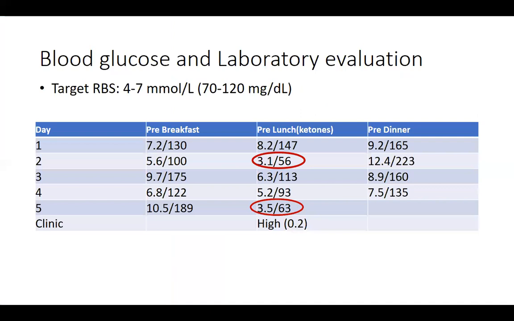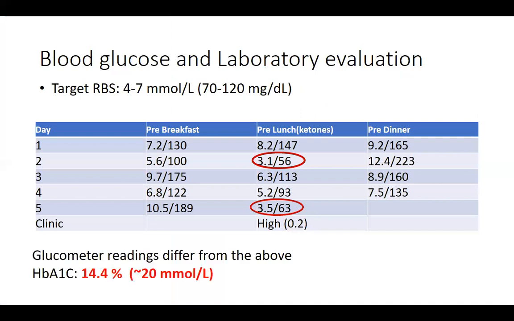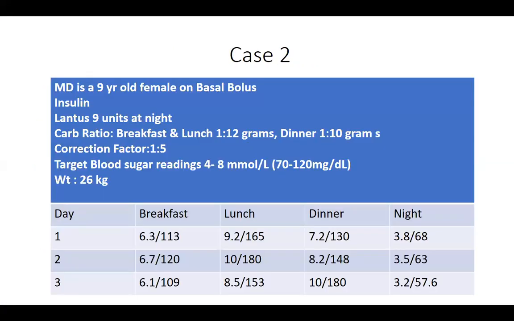So let's talk about case number two. MD is a nine-year-old girl. She's on a basal bolus. She's on insulin, Lantus. She's doing carb counting. She knows how to correct her sugar when it is high. She even knows what her target is. So if you look at the blood sugar readings, again, they have been done breakfast, lunch, dinner, and also at nighttime. So what we were looking at is to actually see if there are any hypoglycemic episodes.